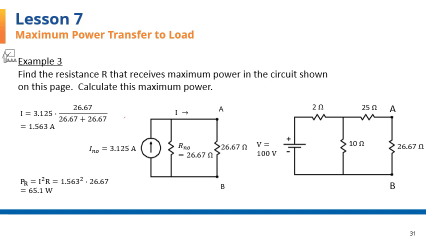Comparing the results here with those of example 2, you'll notice that both the maximizing resistance and the maximum power come to the same answers as example 2, regardless of the use of Thevenin equivalent or Norton equivalent circuits. We have come to the end of lesson 7.